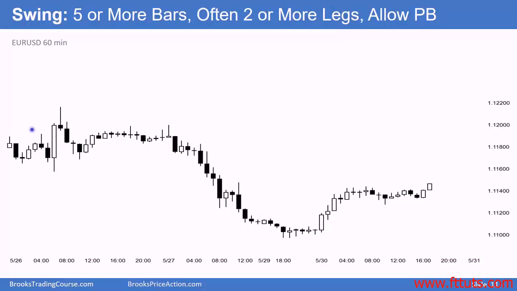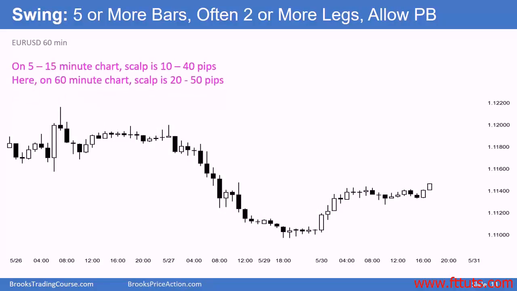This is a 60-minute chart, and on a 5 or 15-minute chart, a scalp generally is about 10 pips, 20 pips, maybe sometimes 40 pips. But on a 60-minute chart, you can also take a brief trade, hold it for 1, 2, 3, 4, 5 bars, and you can call it a scalp. If you do call it a scalp, on the 60-minute chart, you're probably trading for 20 to 50 pips.